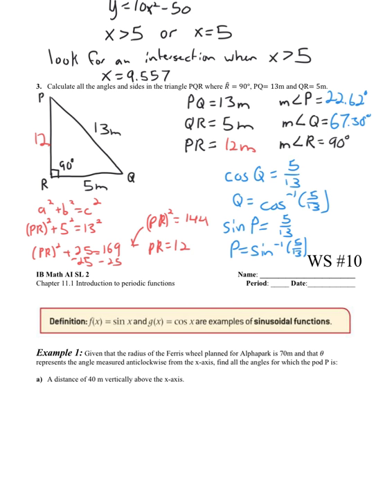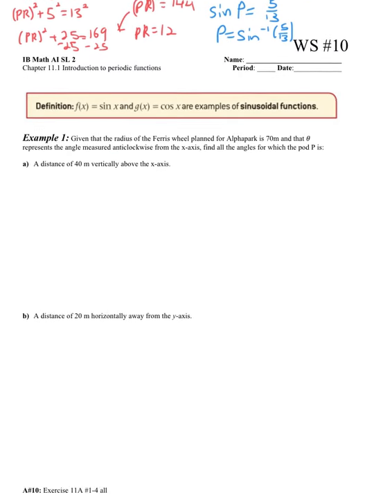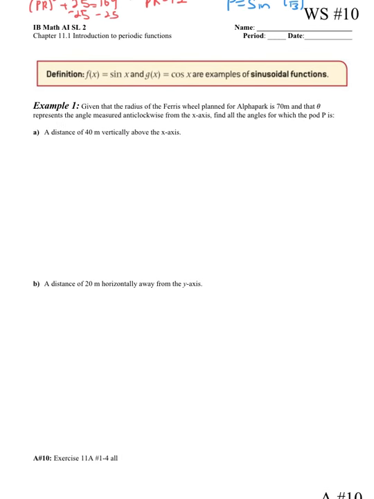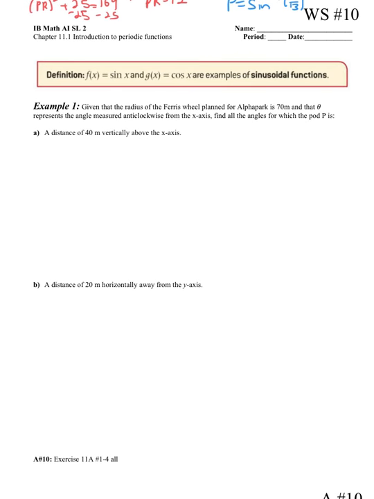All right, and that covers everything for the warm-up. Now, in class today, we only have one example, so it should go pretty fast, which is why I made this an asynchronous lesson. But this one just talks about a real-world situation. Given the radius of a Ferris wheel planned for Alpha Park is 70 meters, and theta represents the angle measured anti-clockwise from the x-axis. This is what we were talking about with a standard position angle. This is why we did this thing on Monday about standard position angles.